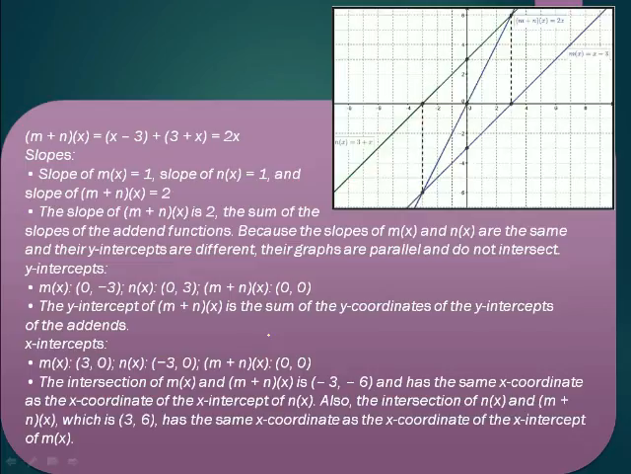The intersection of m of x and m plus n of x is negative 3, negative 6, and has the same x-coordinate as the x-intercept of n of x. Also, the intersection of n of x and m plus n of x, which is 3, 6, has the same x-coordinate as the x-intercept of m of x.